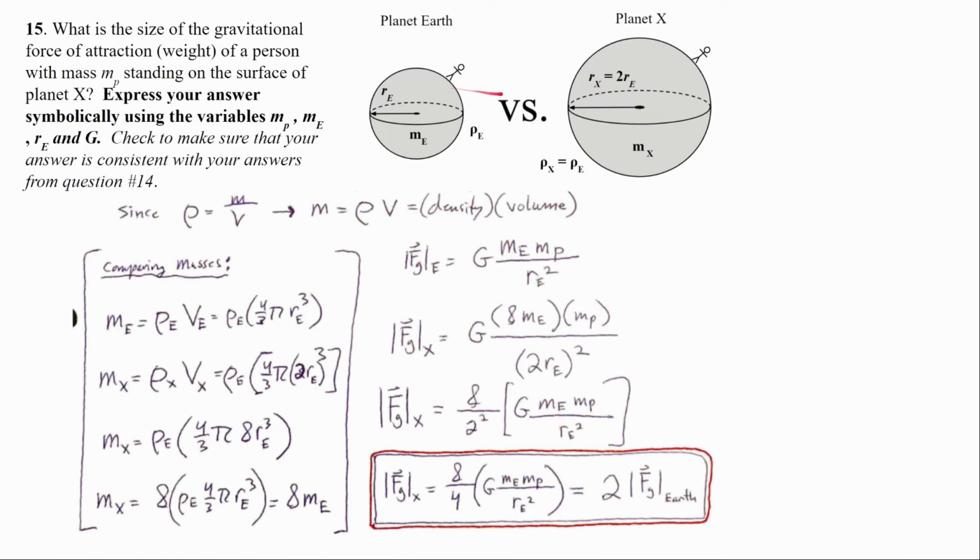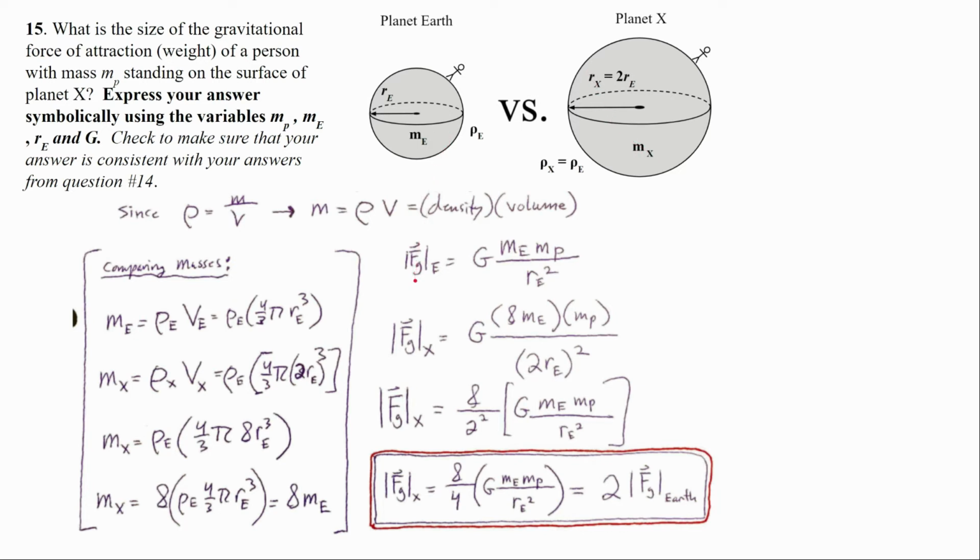So how much force of attraction exists on a person standing on planet X compared to the Earth? Well, we already know that it's about twice the size. And so when we find our symbolic expression, we should find out that our symbolic expression tells us the same thing. Now let's go through this, just assuming that we have symbols for all these values: ME for the mass of the Earth, rho E for the density of the Earth, mx for the mass of planet X, rx for the radius, and so on.